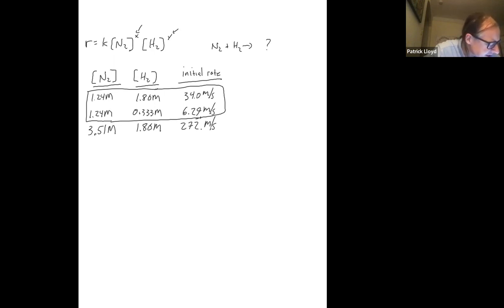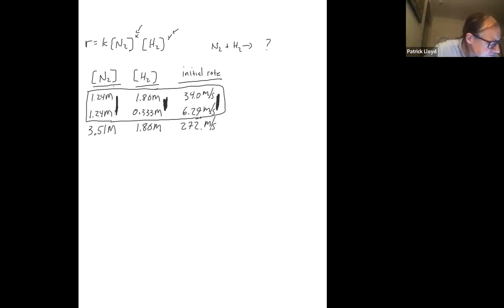Meaning if I don't change N2, these 2 numbers are the same here. They don't change at all. These do. And so does the rate. So if the rate is changing, it's changing because H2 is changing, right? If you don't change the concentration of something, it's not going to change the rate of the reaction. You have to have a different concentration for the rate to be different. So it appears as though in the first 2 reactions, H2 is affecting how fast the reaction goes.